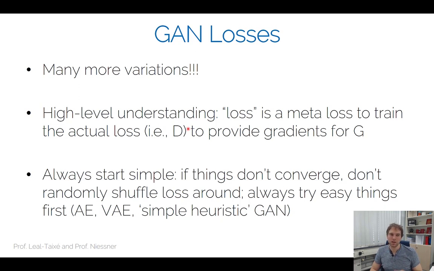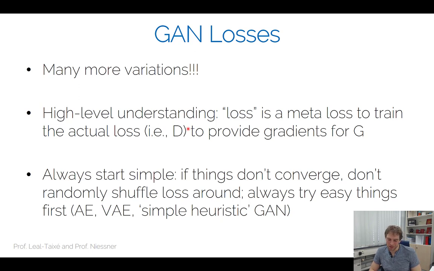My recommendation is always start very simple. That's always my recommendation. Like always. Divide and conquer is key, right? We want to start simple, get simple stuff to work, and then we make things more complicated. If things don't converge, don't randomly shuffle the loss around. This is what I've seen, unfortunately, many, many times. Changing the loss is the last thing you should do. I would always start with the heuristic first. That's the easiest one to get around. Maybe Wasserstein, but that's about it.